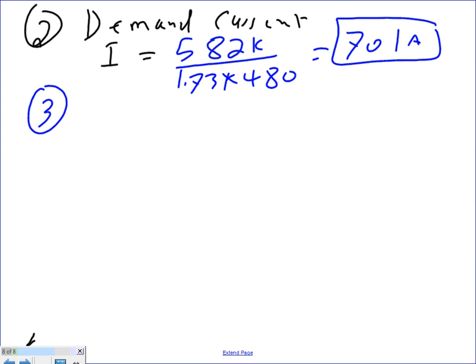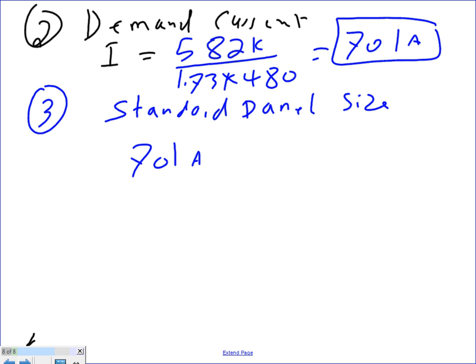That's easy from there. Standard panel size. For the panel size, you're going to take the 701 amp and take it to the panel, guys. We're going to go to DeWalt. Remember that. We're going to use DeWalt for the panel size.